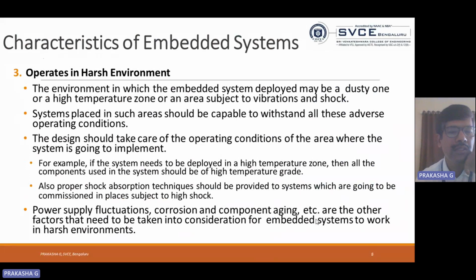Also, proper shock absorption techniques should be provided, especially in vehicles running at very high speed, where all the vibrations are taken care of. The embedded systems incorporated in that vehicle should sustain that shock, and systems commissioned in places subject to high shock need the same provision. Power supply fluctuation is also an important factor, where there may be a lot of fluctuation in power consumption, along with corrosion and component aging. All these things should be taken care of when designing the embedded system.